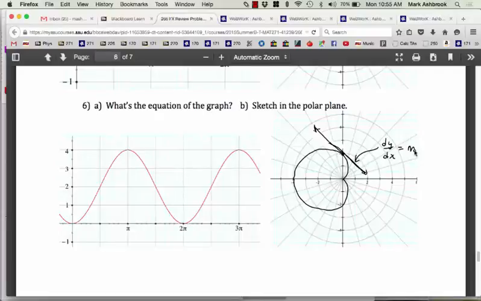Okay, how are we going to get dy dx? Is it r sine theta over r cosine theta? Take a derivative of that? It's dy d theta divided by dx d theta. Yeah, so this is the same as what we did with parametric, right? And what do we do when we do dy d theta? We just saw it. We have to do the product rule, right? Because y is r sine theta, and x is r cosine theta.